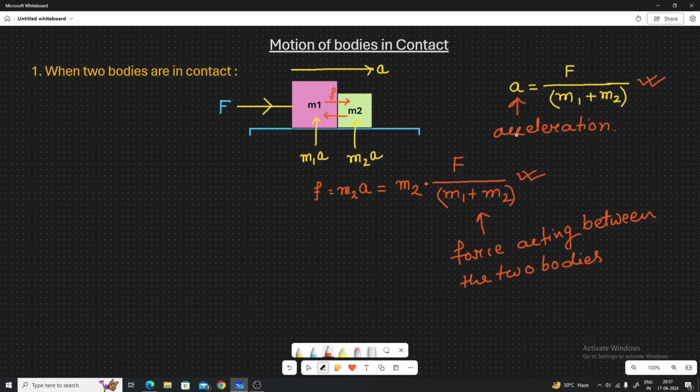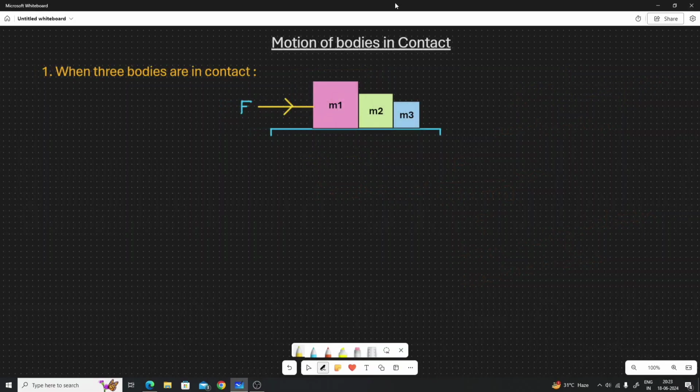Now this is the first case, and it is a very easy case. Let's move to the second case. Let us consider case 2, when three bodies are in contact. You can see from the figure that m1, m2, m3 are connected. If the force F is applied to the body m1, these three bodies m1, m2 and m3 will move together with an acceleration a. The value of that acceleration will be F divided by m1 plus m2 plus m3.